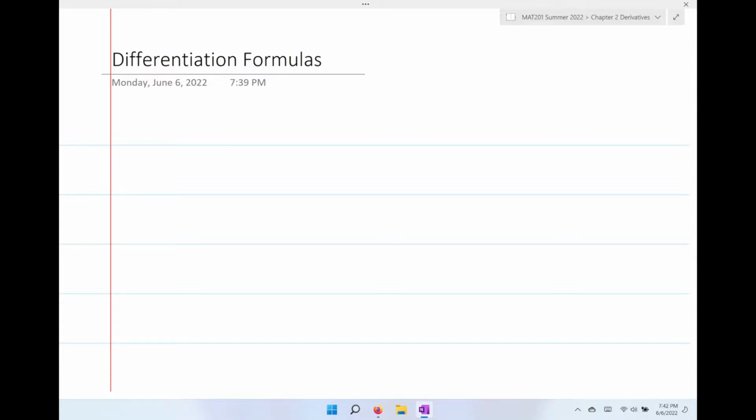So, the first derivative formula that I want to go over is called the derivative of a constant function. So, we got the derivative.